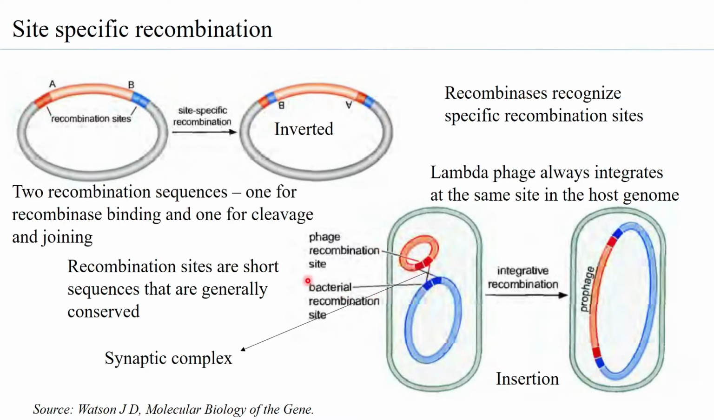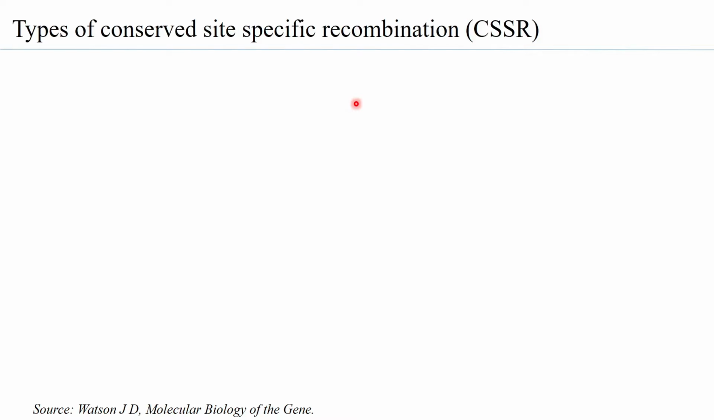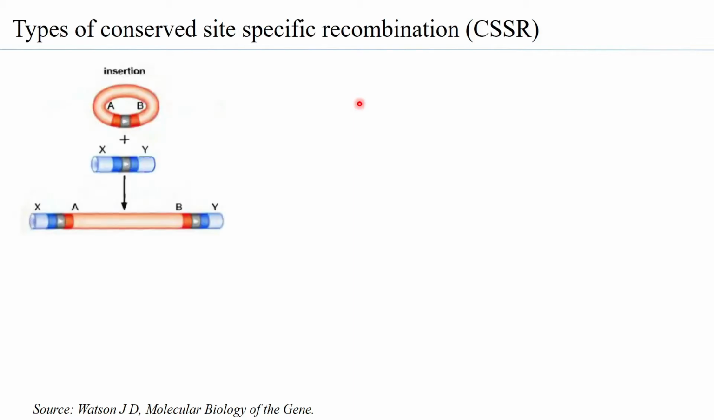So two recombination sequences are always present generally for recombination. One enables the recombinase to bind, and the other one is mainly where the cleavage and the joining take place. Therefore, for every site-specific recombination, you will always find that there are two recombination sites. Now let us look at the different types of conserved site-specific recombination that are possible.